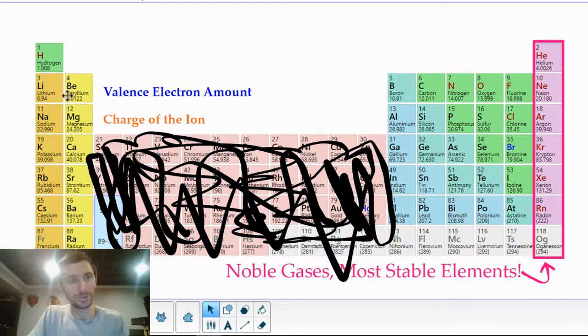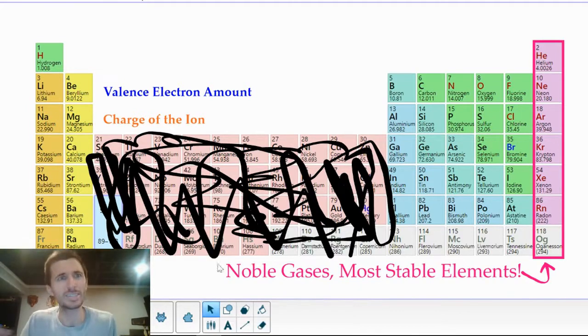So there's 1, there's 2, there's 3, 4, 5 is the nitrogen group, 6, 7. These are the halogens, and then group 8. Group 8 is the most popular group on the periodic table, I think: the noble gases. These are actually the most stable elements on the periodic table. They're the most stable elements in the universe. Everyone wants to be like a noble gas.